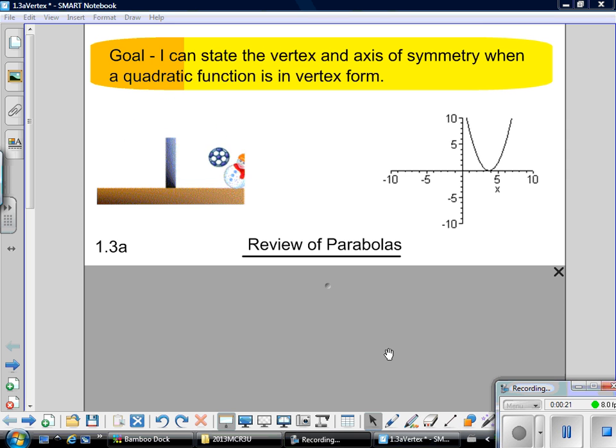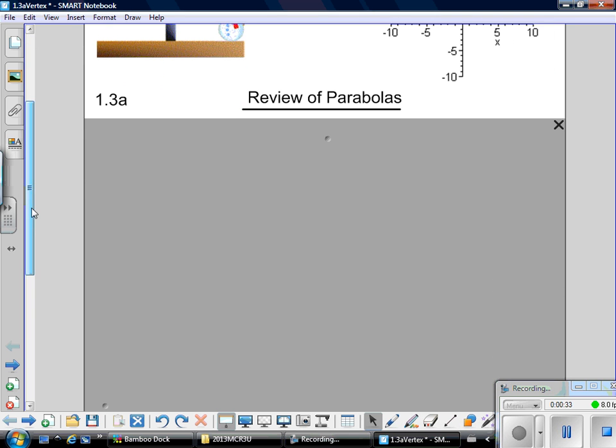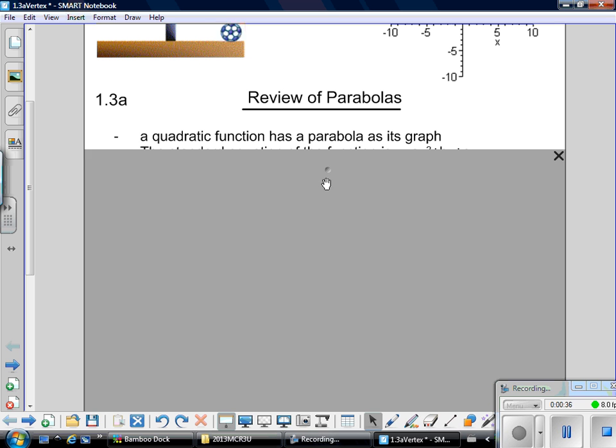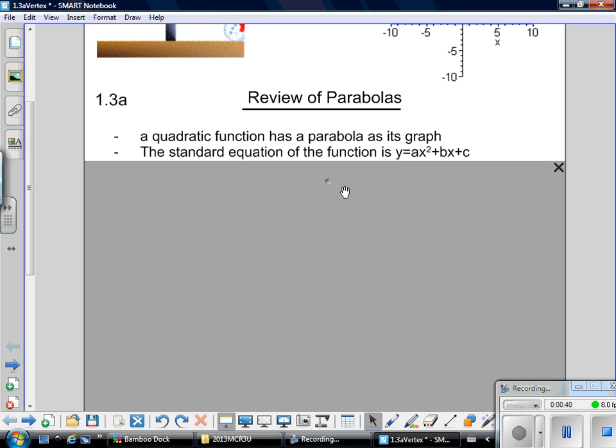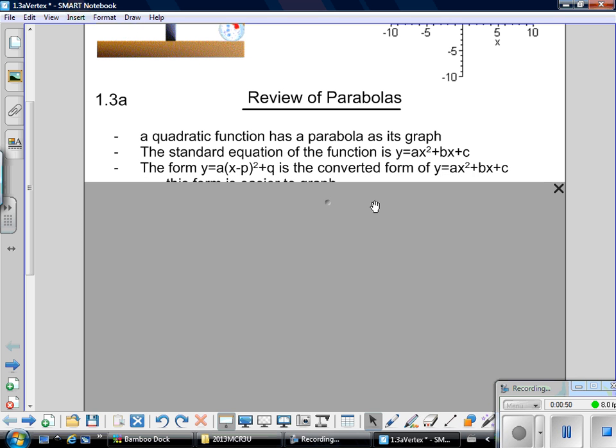So first of all, the goal: I can state the vertex and axis of symmetry when a quadratic function is in vertex form. Okay, so we need it to be in vertex form in order to do that. A quadratic function has a parabola as its graph. That's not new. The standard equation of the function is y equals ax squared plus bx plus c. Now that's not too useful for us for the vertex. So the vertex form is y equals a(x minus p) squared plus q.